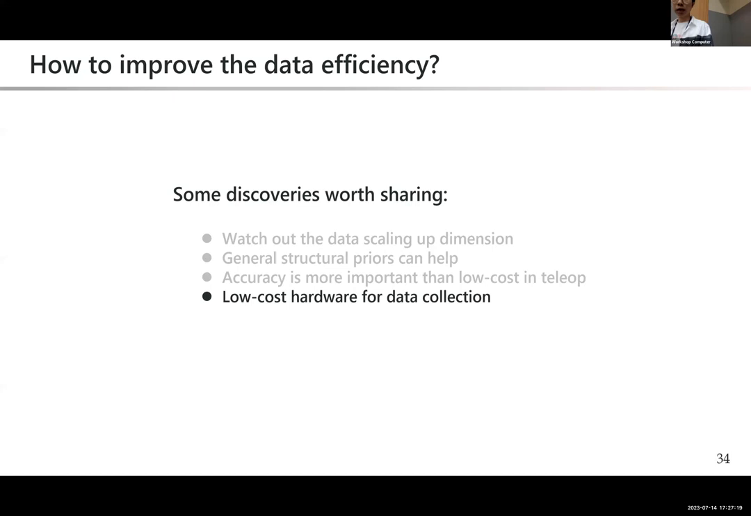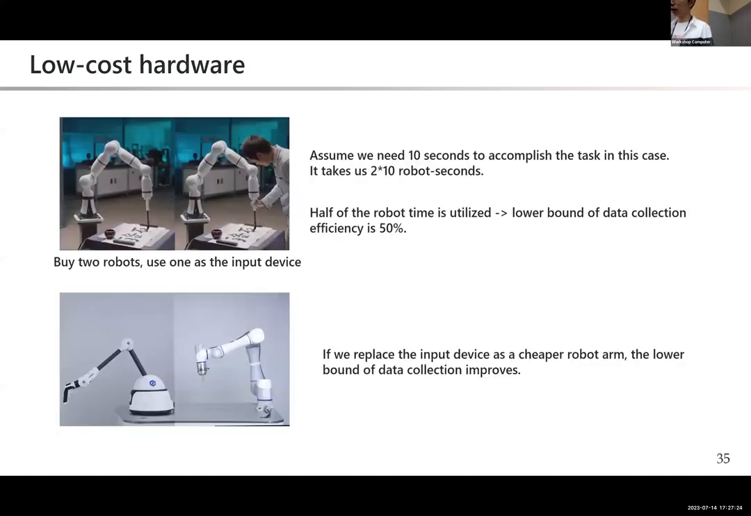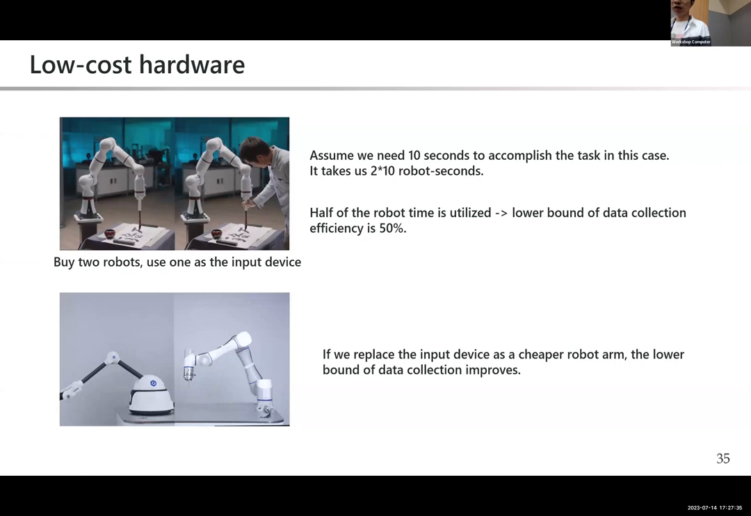So the last thing is that low-cost hardware is important for data collection. Because as mentioned, in the worst case, if we buy 2 robots that are the same, the lower bound of data collection efficiency is 50%. But if we replace the input device with a cheaper robot arm, the lower bound of data collection can improve.